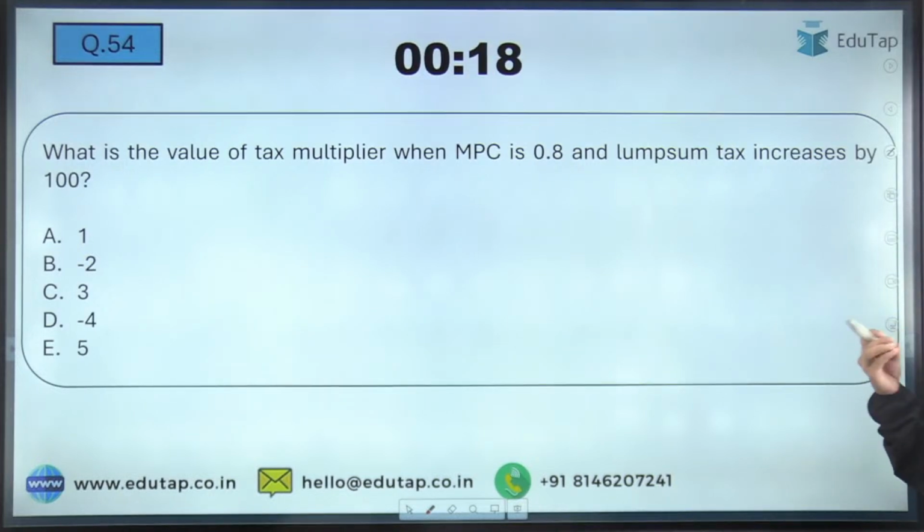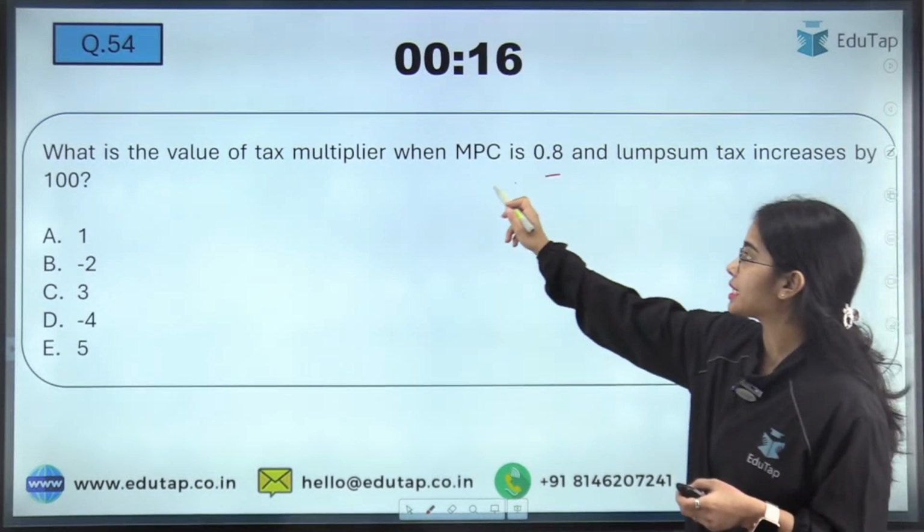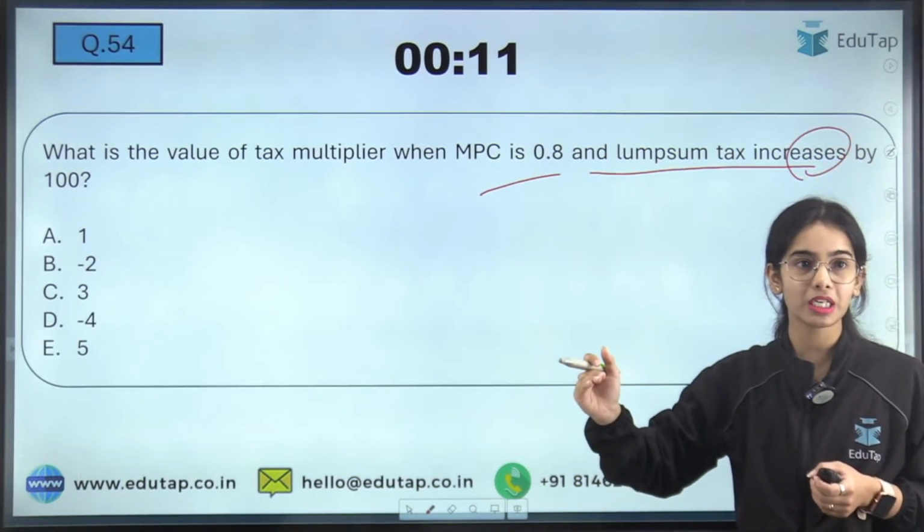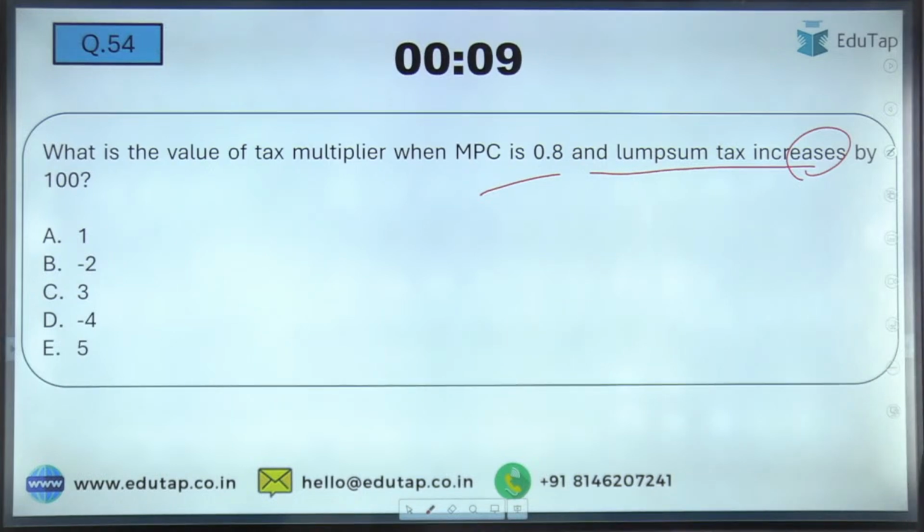Now coming to the next question: what is the value of the tax multiplier when MPC is 0.8 and the lump sum tax increases by 100? So this is the lump sum tax multiplier. Try to answer this question.